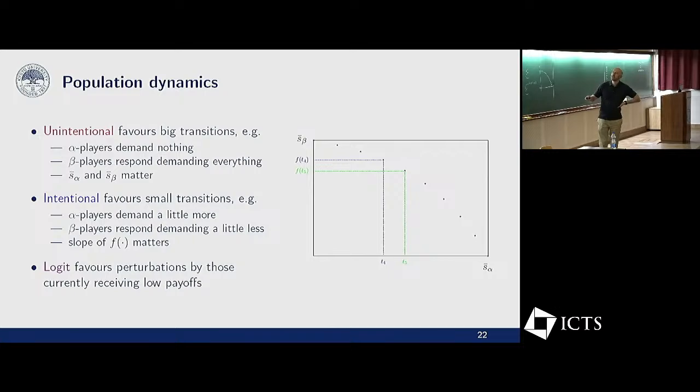In addition, here we have logit. When we have logit perturbations, they favor perturbations by those currently receiving low payoffs. Why? Because they've got less to lose, effectively. Miscoordination hurts people on low payoffs relatively less. Going to miscoordinating, you get 0. If you're already on a low payoff, by miscoordinating you lose less than if you're on a high payoff.